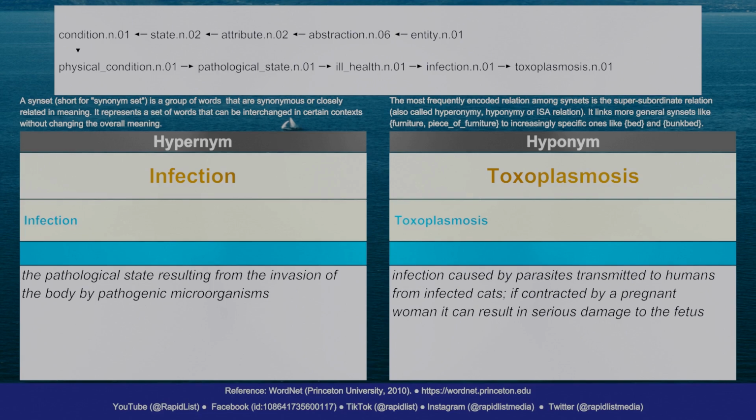Toxoplasmosis. Infection caused by parasites transmitted to humans from infected cats. If contracted by a pregnant woman, it can result in serious damage to the fetus.